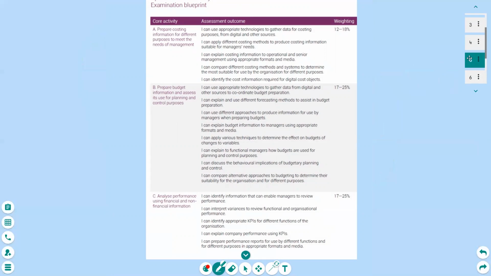Now, what you see on your screen right now is the exact blueprints given by CIMA, what CIMA has given us as core areas that we must focus on in the exam. Let's say core area 1 is prepare costing information for different purposes to meet the needs of management. So costing information, straight away takes me to P1 and somewhere E1 as well, because we will look at topics over here. The first one says, I can use appropriate technologies to gather data for costing purposes from digital and other sources.